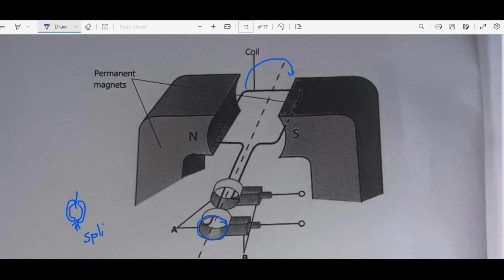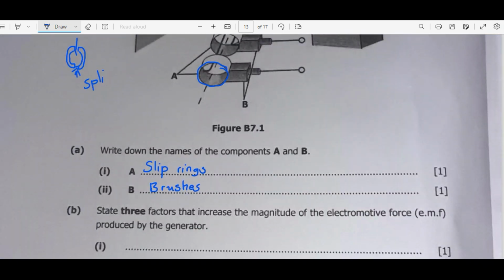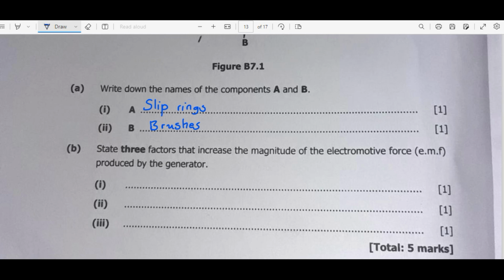For example, maybe you've seen those bicycles that have this type of generator. When a person paddles very fast, the faster he or she paddles, the higher you see the brightness on the torch. So that's the key point. The faster you move the coil, the greater the EMF. So we'll say by increasing the movement of the coil.